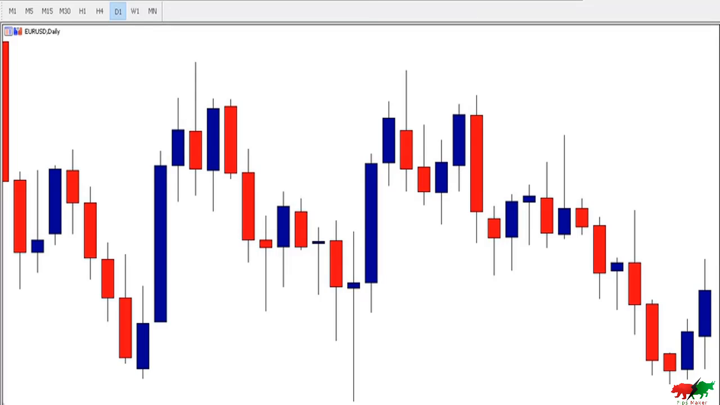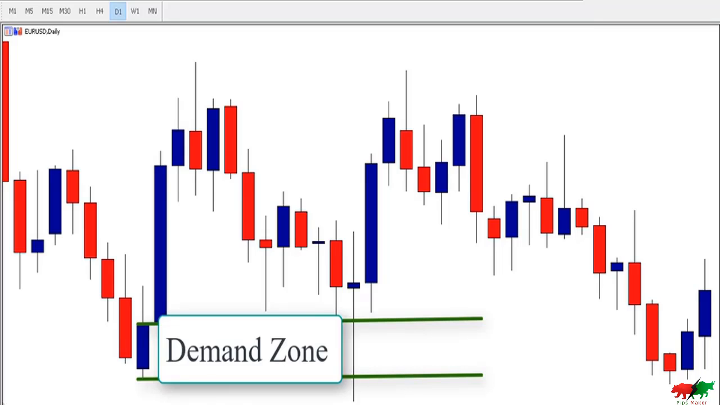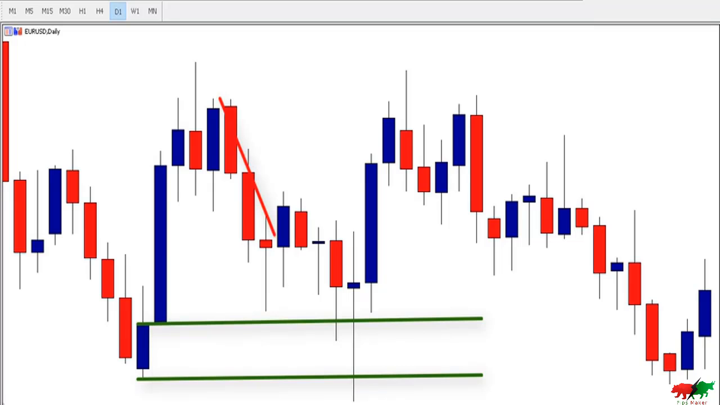This is the Euro US dollar daily chart, and this is a drop, base, rally demand zone. These piercing candlestick patterns formed at the beginning of this strong move up. So to draw the demand zone, you draw the proximal line at the close of the bullish candle and the distal line at the lower shadow. When the market returned to test the demand zone, prices were strongly rejected, forming a doji candlestick pattern.